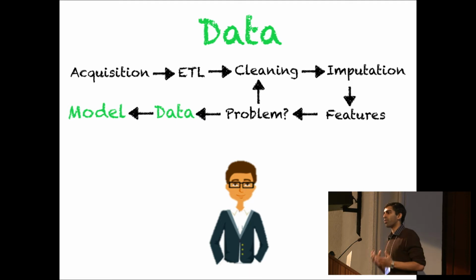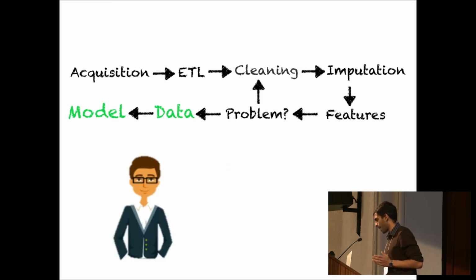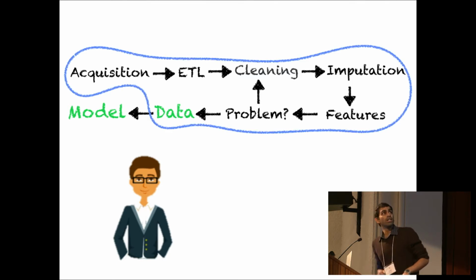And a lot of our work in the AMP lab has been taking data to model really, really quickly. And we've spent a lot of time optimizing this last mile. And now when we've optimized these last miles, problems in this back half start becoming evident. So that's really going to be the point of this talk.